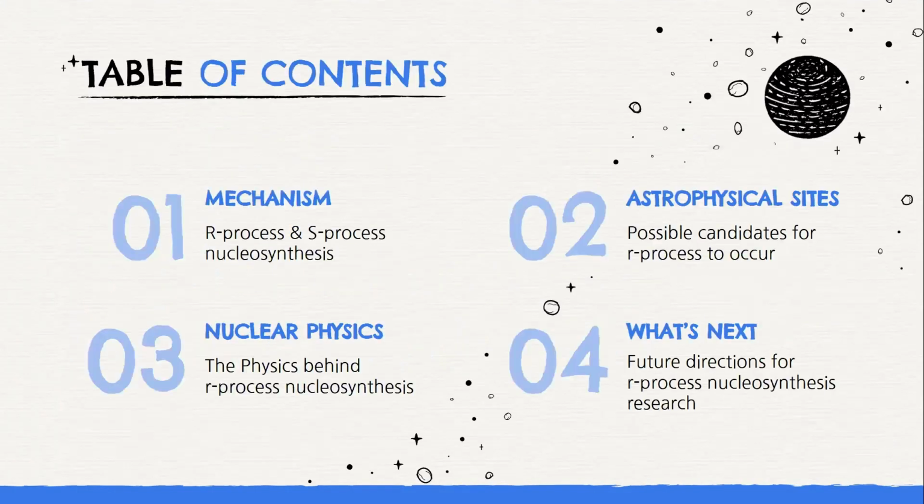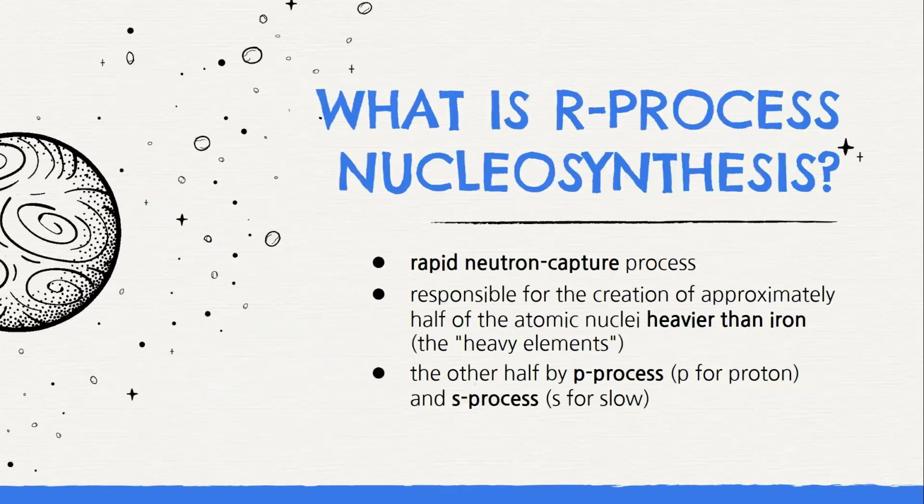So here is the table of contents. First, I'm going to talk about the mechanism. I'm going to compare the R process and S process nucleosynthesis. I'm also going to talk about some of the astrophysical sites, which are the possible candidates for the R process to occur, some of the nuclear physics behind the R process nucleosynthesis, and some of the future directions for R process nucleosynthesis research. So, what is R process nucleosynthesis?